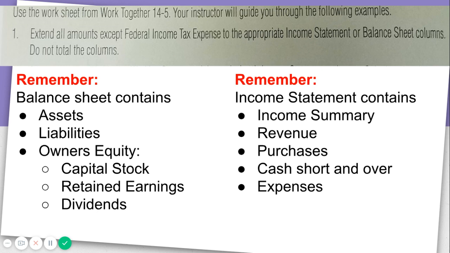Your income statement contains basically your income summary on down. So income summary, revenue, all your purchases, cash short and over, and all your expenses. So income summary to income statement on down. Take some time to do that now. Pause the video so you can do this.